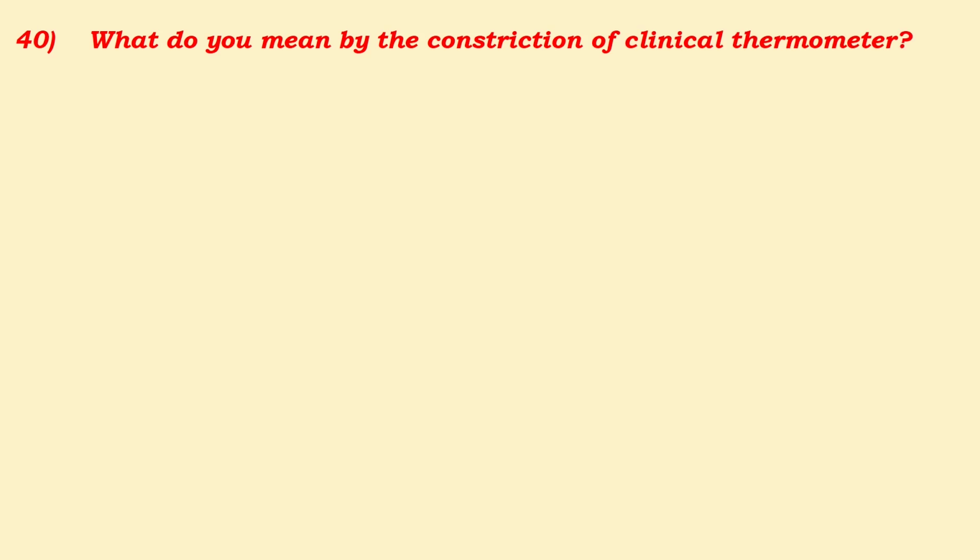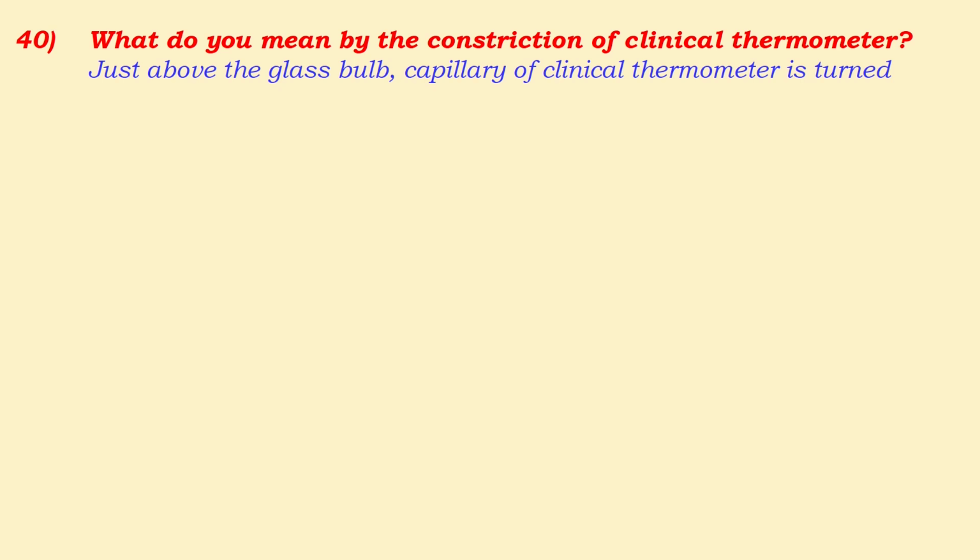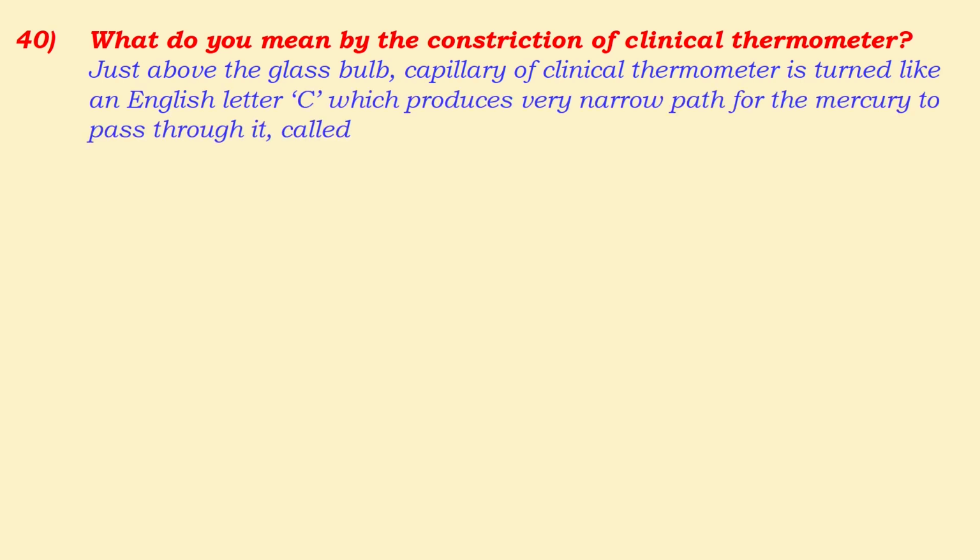Okay, next, what do you mean by the constriction of a clinical thermometer? Just above the glass bulb, the capillary of a clinical thermometer is bent like the English letter C, which produces a very narrow path for the mercury to pass through. It is called the constriction.